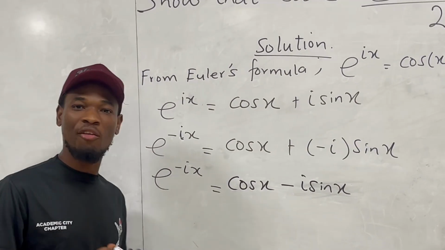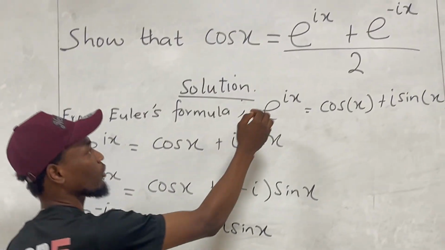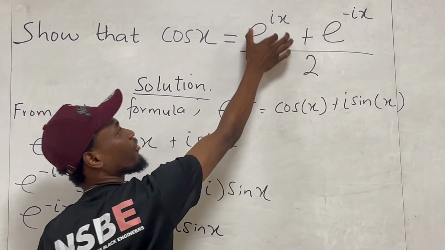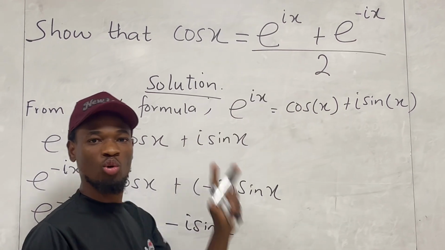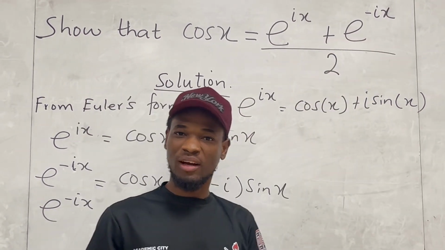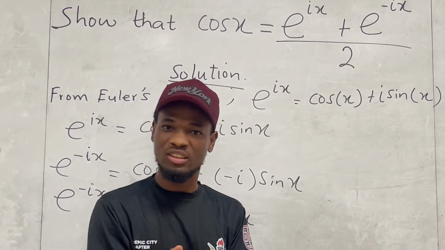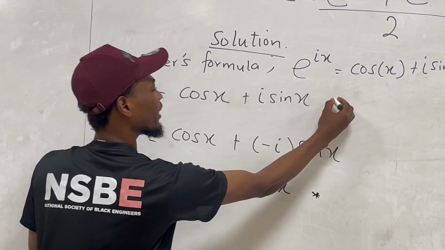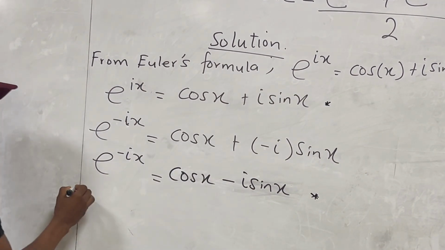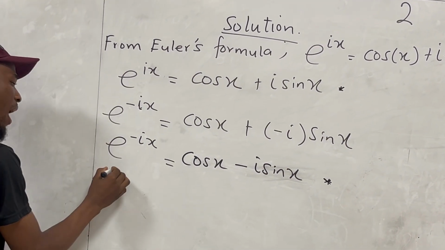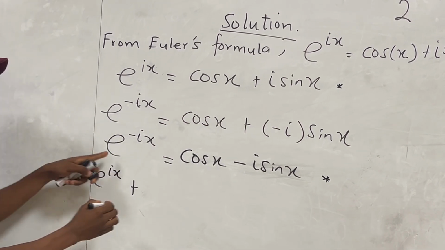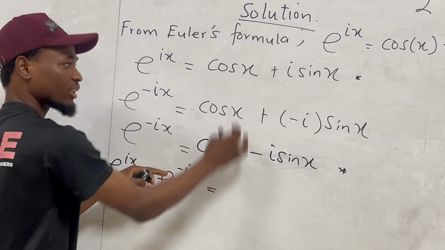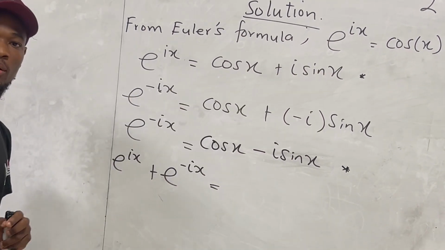Now let's listen to the voice of the question. We are supposed to add this to that. We know the expression for this term, and we also know the expression for the other term. So let's add this and that. Therefore I can say that e to the power ix plus exponential negative ix is equal to the combination of these two expressions.